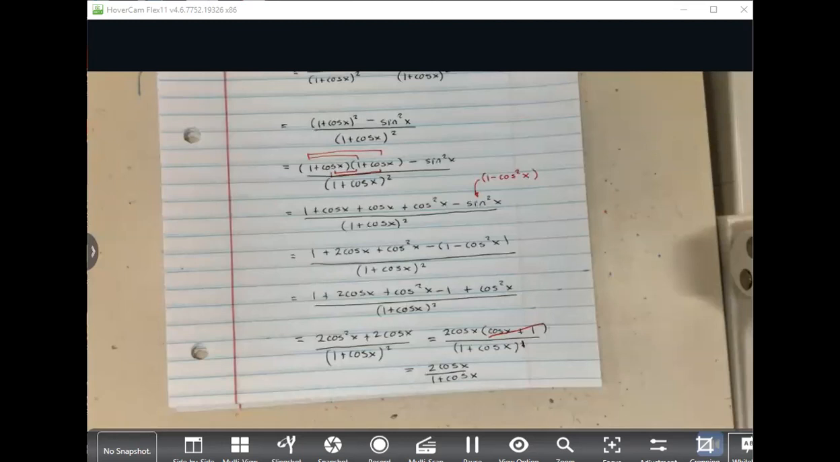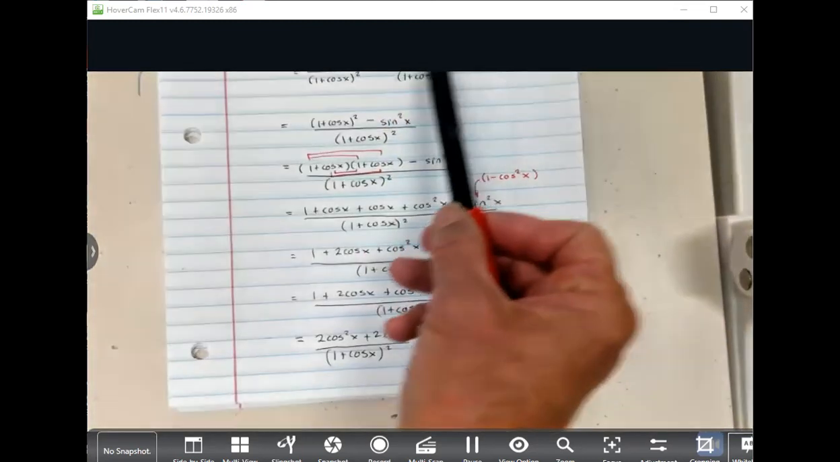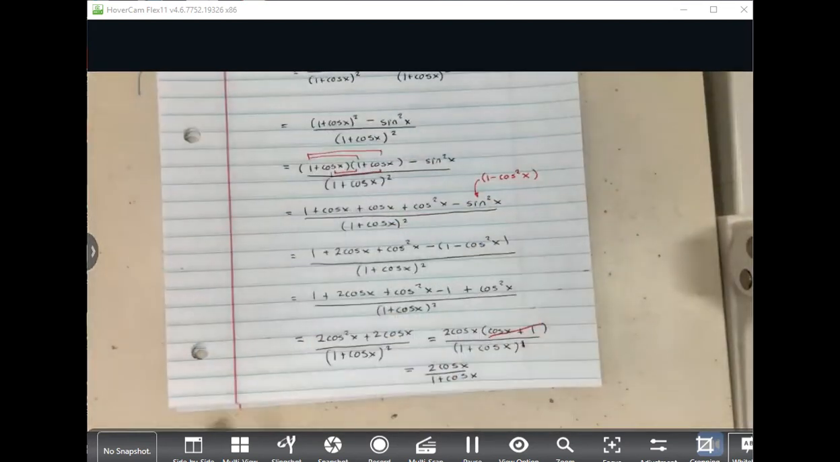So again, when you're verifying identities, you typically start with the side that looks like something you can expand. When you expand it, it opens up a bunch of algebra. So I didn't do anything fancy here. I just did the actual getting common denominators, factoring and canceling, stuff like that.